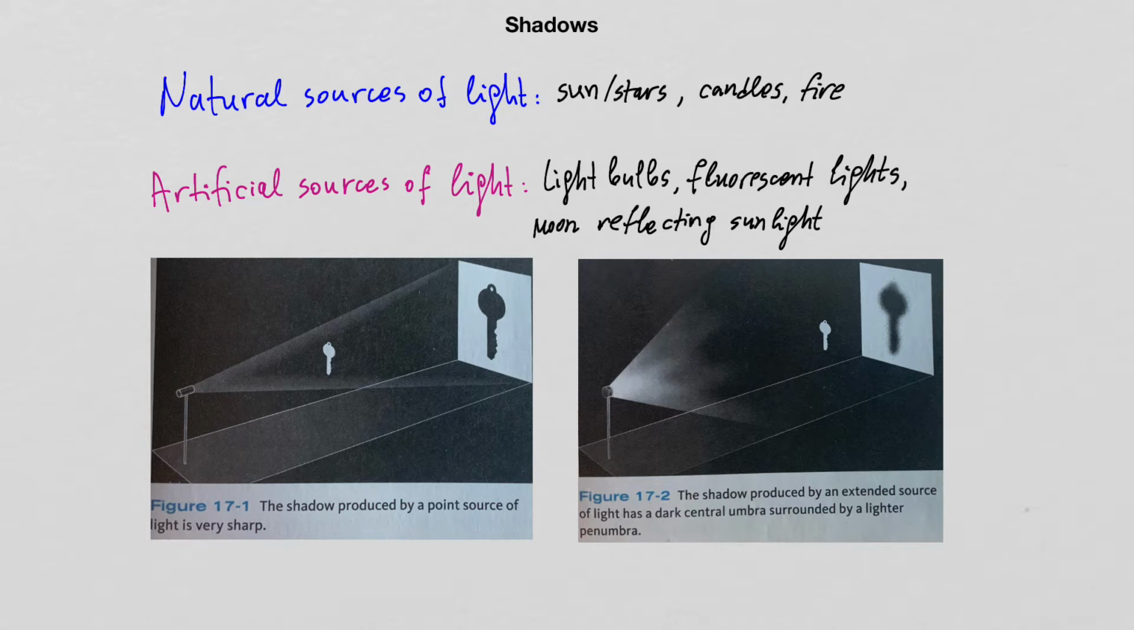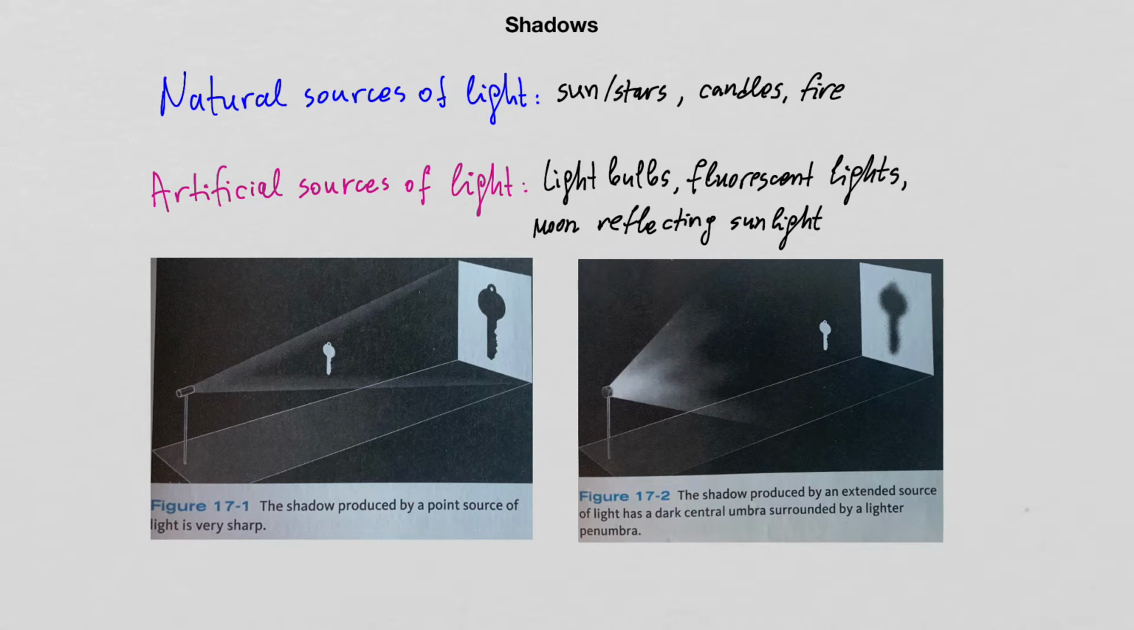Now, this is an idealized situation. In reality, there are no point sources of light. A more realistic source of light would be an extended source of light, such as a light bulb or a lamp of some sort, or the sun, or a candle, or any real source of light.